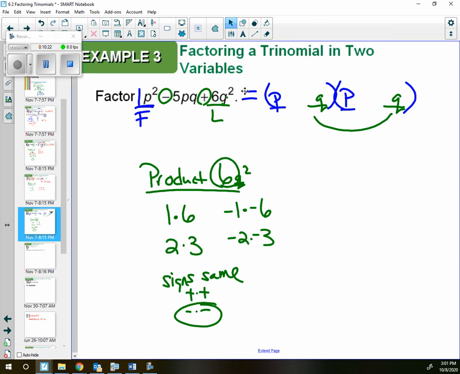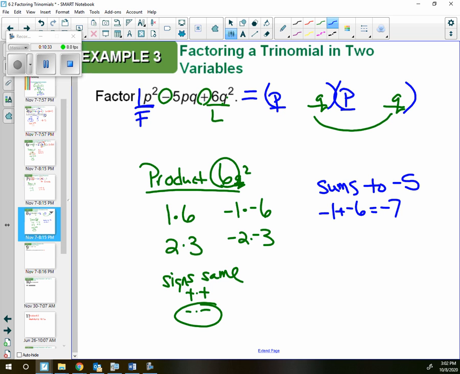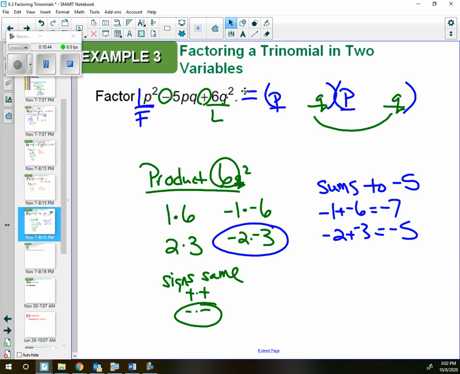Okay, now which pair do I pick? I want the pair that sums to -5. Okay, well, let's see which one adds to -5. -1 plus -6, that puts me at -7. That's too big. -2 plus -3, bingo, that's the one we want. So we want the pair -2, -3. All right, so what does that mean? We need to fill that in to our binomials. So that means it's going to be a -2q and a -3q. So I'm filling it into both.